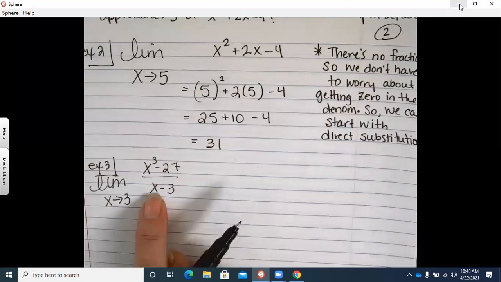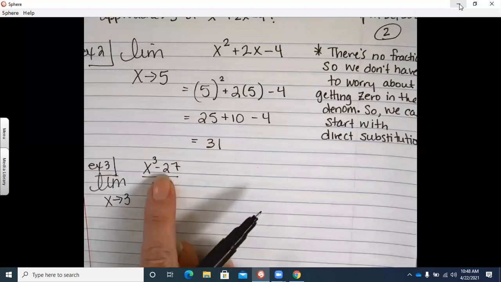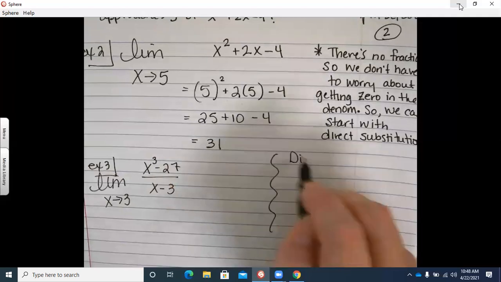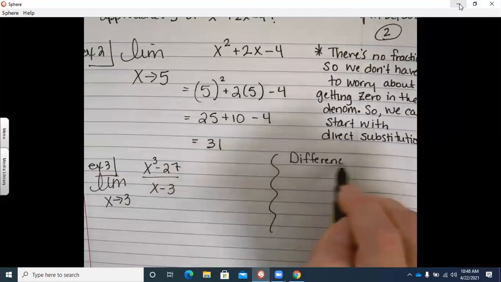x cubed minus 27, that's a special case, just like the last one was a difference of squares. Is this a difference of squares? No, what is it? Difference of cubes. We factored difference of cubes this year, didn't we?